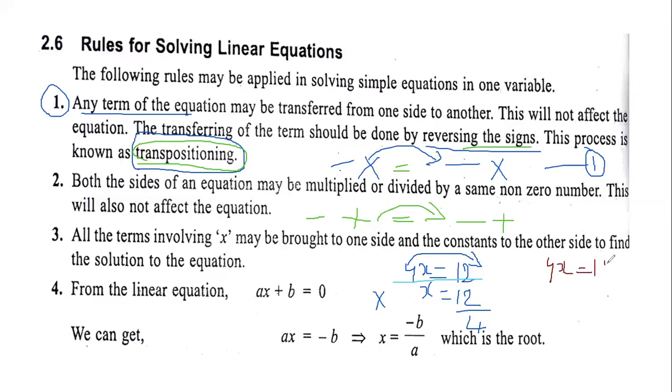4x is equal to 12. Now let's say I am dividing the whole equation by 2. So 4 by 2 is nothing but 2. 2x is equal to 12 by 2, which is 6. Yes, everybody will agree with this. So my new equation has reduced to 2x is equal to 6, which might help me to solve the equation much better. But you cannot divide or multiply by 0.